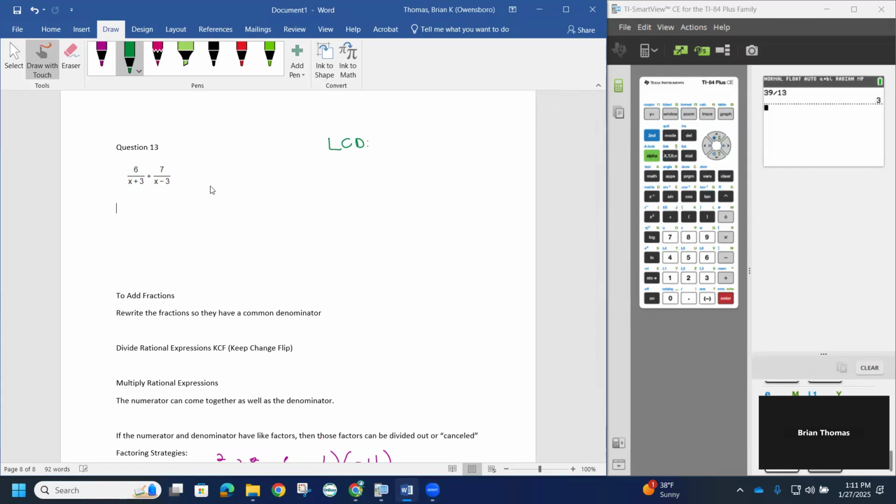So if we look at the denominator, well, the first one has an x plus 3, and the second one has an x minus 3. So we need both of those factors to have a common denominator. So our common denominator is actually those together. So if we look at this, we know that our denominator is going to be this x plus 3 times this x minus 3. So we have this x plus 3 times this x minus 3. So that's going to be what both of our fractions have, this x plus 3 times this x minus 3.